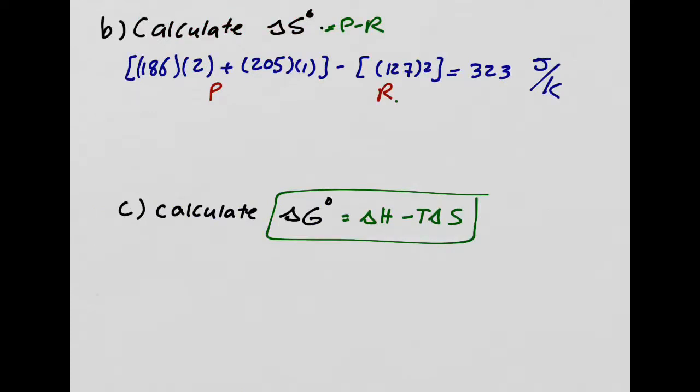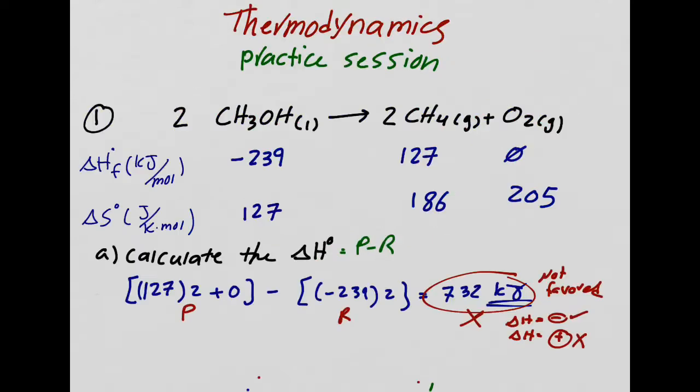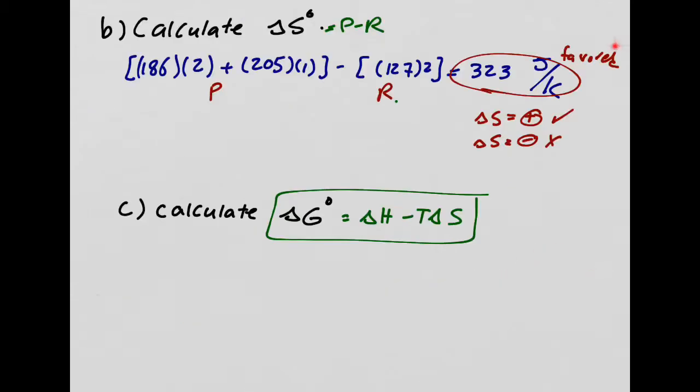Now we come over here. How about this one right here? Remember about delta S. Delta S, if it's positive, is favored. If delta S is negative, it is not favored, because positive means disordered, and we said disordered is favored because it's easier to be messy. Okay? So this one is favored, and this one is not favored.